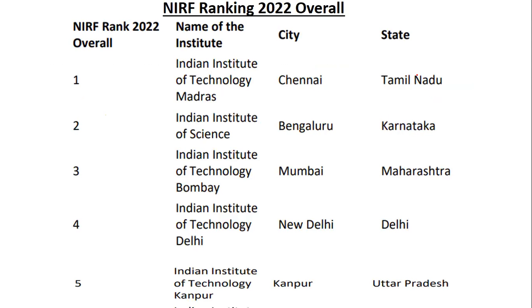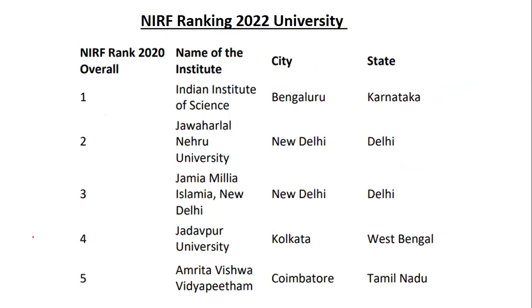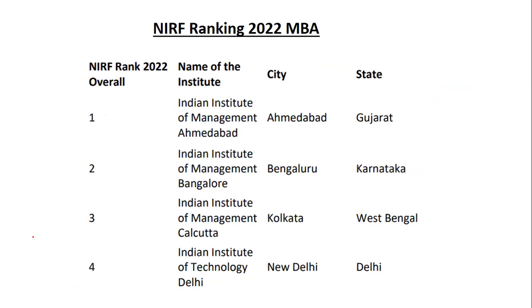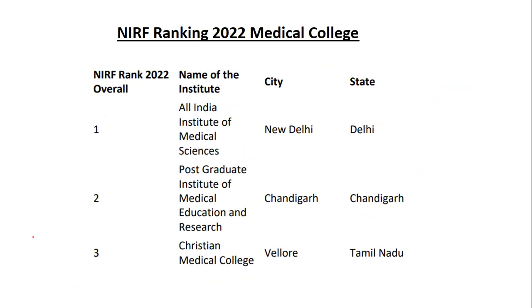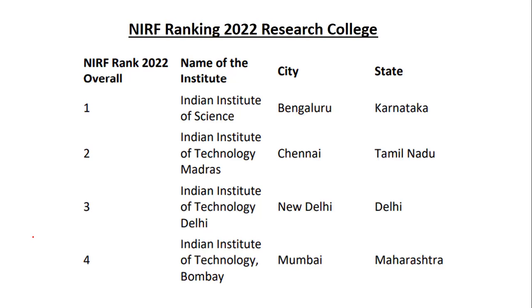Then, as I said, you have to keep the first three parameters in mind very well, because they can definitely be a part of your question. When we talk about the parameters, first is overall, that is the first three. Then we saw university wise, then colleges wise, MBA wise, engineering wise, medical wise, as well as research wise. So you have to keep this in mind very well.